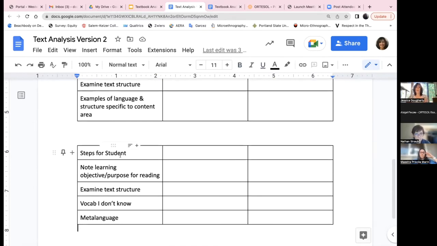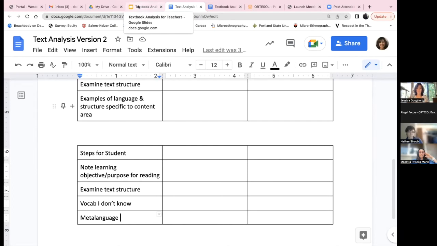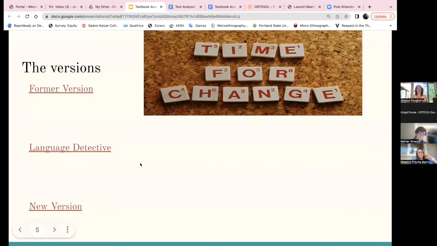Then steps for students, so that we want the students to know what is the purpose of them reading this text. We want them to start taking a look at and examining text structure, looking at headings and subheadings, captions, taking a look at vocabulary they don't know, and then investigating meta-language after that has already been taught. The other area that would be added with the meta-language underneath is cross-linguistic strategies as well after you've taught that to students. So let me just take a quick pause there and hear any questions or comments about the former version and the new version, or the purpose of this text analysis.